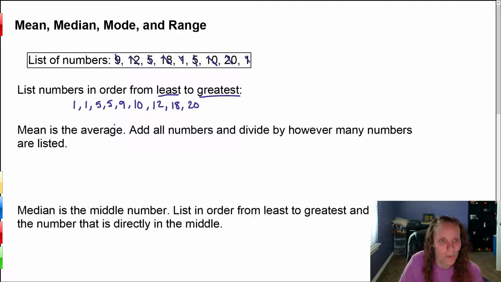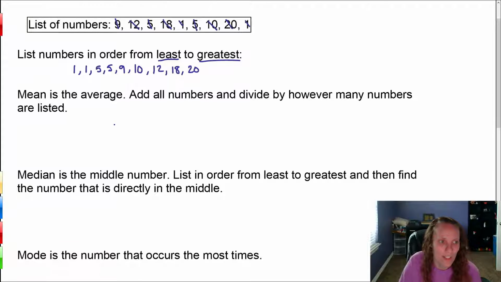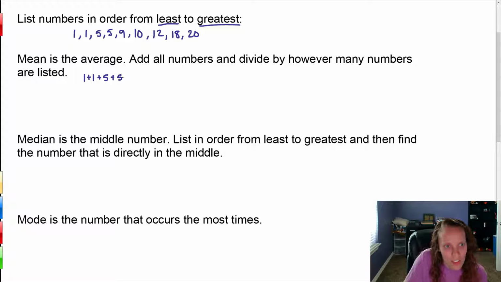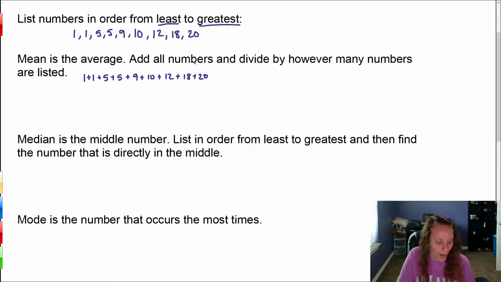And so the first thing we want to look at is to figure out what is the mean or the average. And so to find the mean or the average, we're going to add up all these numbers and then divide by however many numbers were listed. So we're going to add 1 plus 1, the 2 5s, the 9 and the 10, 12, 18, and 20. When you add all of these together, let's see what we get.